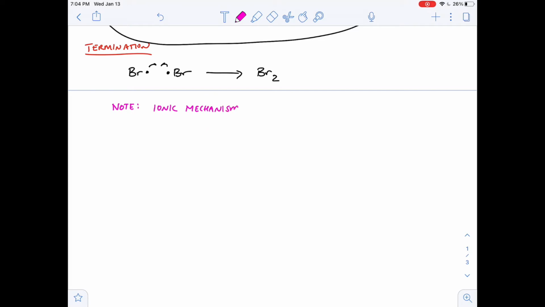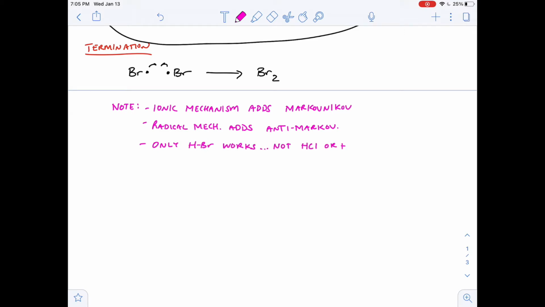A couple notes I want to make. In the ionic mechanism, we add Markovnikov, meaning the bromine adds to the more substituted carbon, and the radical mechanism adds anti-Markovnikov. The way we identify a radical mechanism is by the presence of ROOR, some peroxide, and or light, some radical initiator. And then only HBr works, not HCl or HI, or HF for that matter.